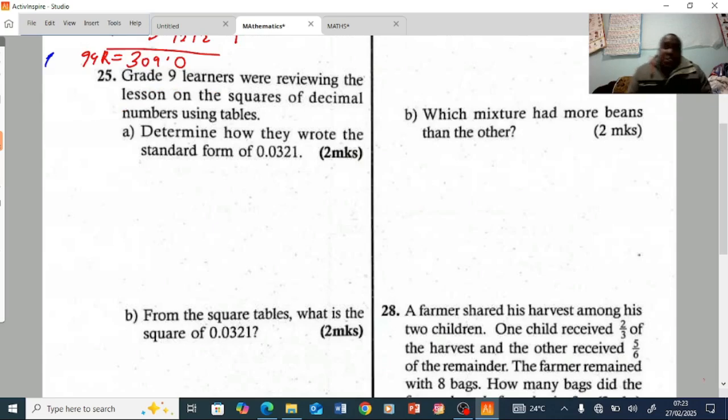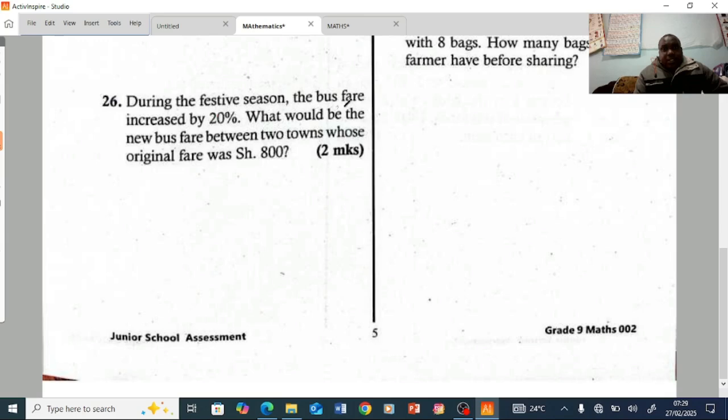Grade 9 learners are doing a lesson on the squares of decimal numbers using tables. Determine how they wrote the standard form. The bus fare increased by 20%. What will be the new bus fare between two towns whose original fare was 800?